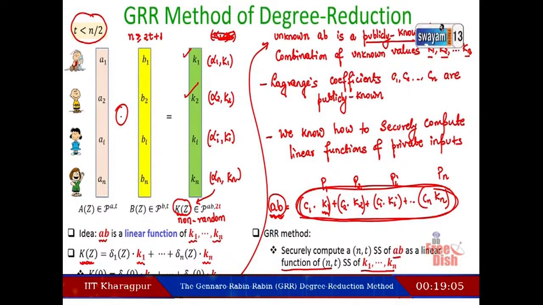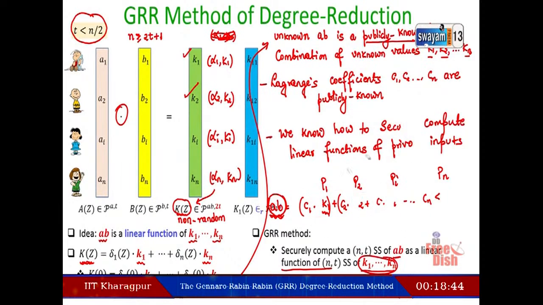And why will it be ensured that the final shares of AB, which are computed as a linear function of the secret sharing of K1, K2, Ki, Kn, will be a random vector of shares? Because that will be triggered by the randomness which is used to securely compute this linear function.